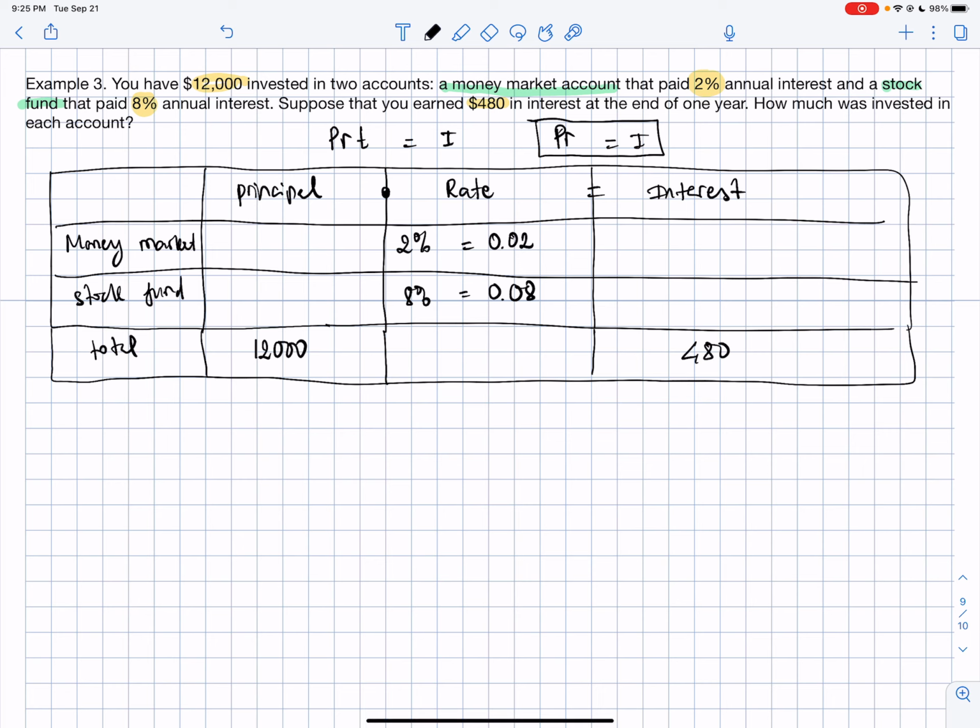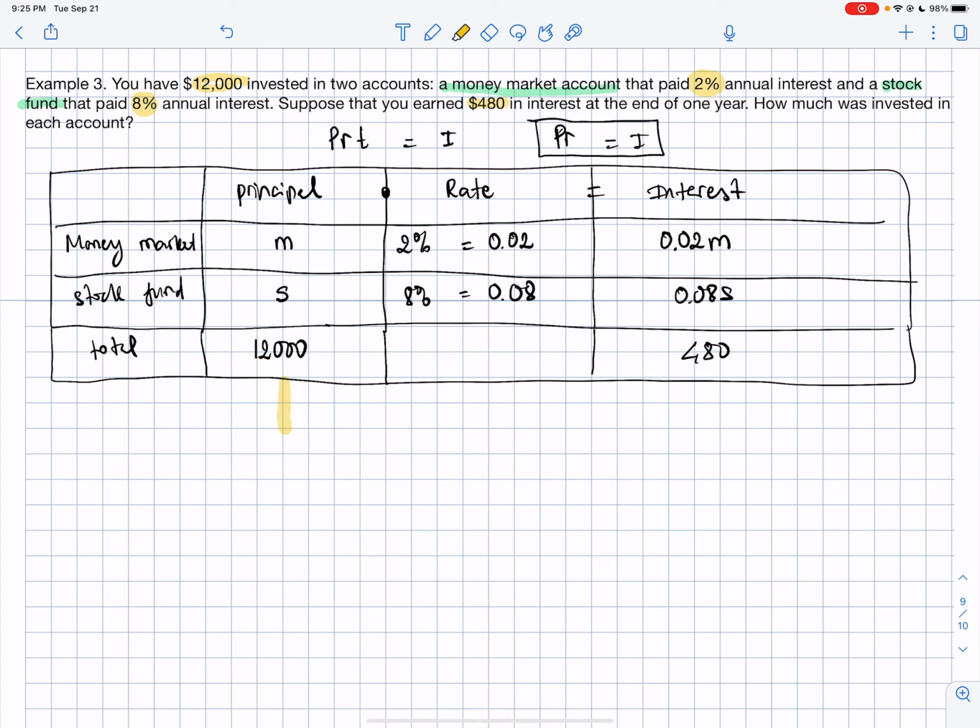Okay, so now the question asks us how much was invested in each account. For the money market account, I'm calling this M, and for the stock fund, I call it S. To find the interest from the money market account, I just multiply the rate, so 0.02 M. And to find the interest for the stock, I multiply 0.08 times S.